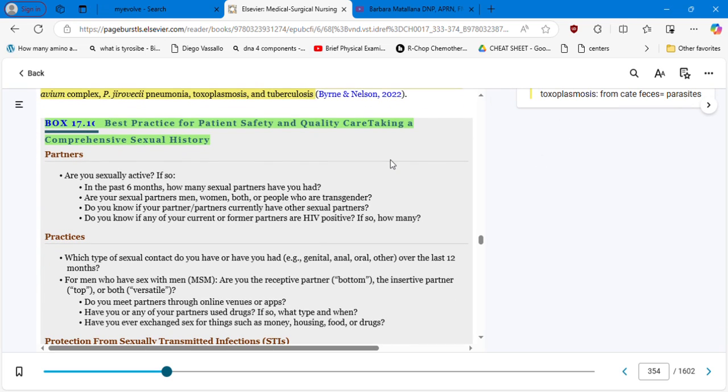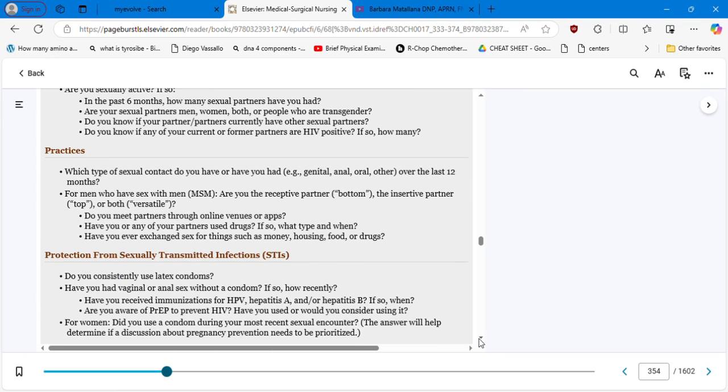Box 17, best practice for patient safety and quality care, taking a comprehensive sexual history. That's specifically what you need to ask the patient whenever you're taking the patient history, right? In terms of the partners, are you sexually active? In the past 6 months, are your sexual partners men, women? Do you know if your partner currently has any other sexual partners? All this is related to the partners.